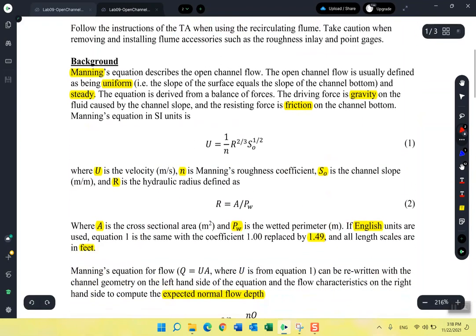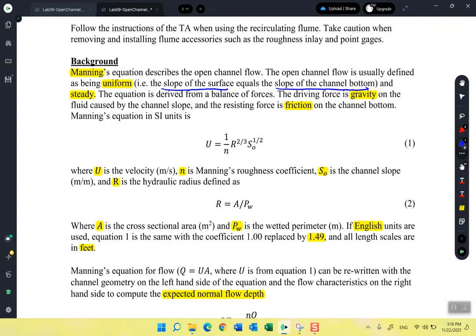Okay. The background that we are going to build on is the Manning equation. The Manning equation can describe uniform flow, and the flow also should be steady. We already dealt with steady flow before, which means that the flow does not change with time. And what I mean by uniform flow is that the slope of the water surface equals the slope of the channel bottom.